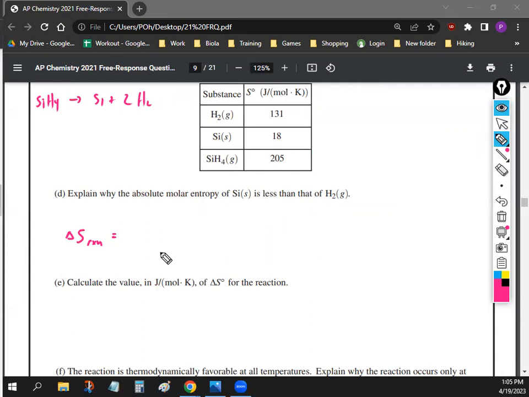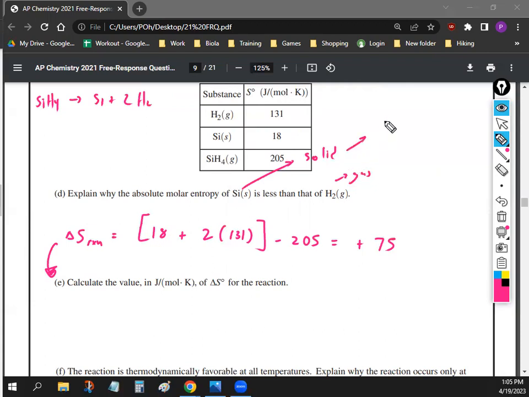Okay, and so to find the value of the change in entropy, we just need to do products minus reactants. So the delta S of the reaction is going to equal the products: Si, which is 18, plus 2 times 131, and then we just need to subtract 205. That should give you positive 75. We already did D. D is because this is a solid and this is a gas. Solids are fixed in place, the particles.